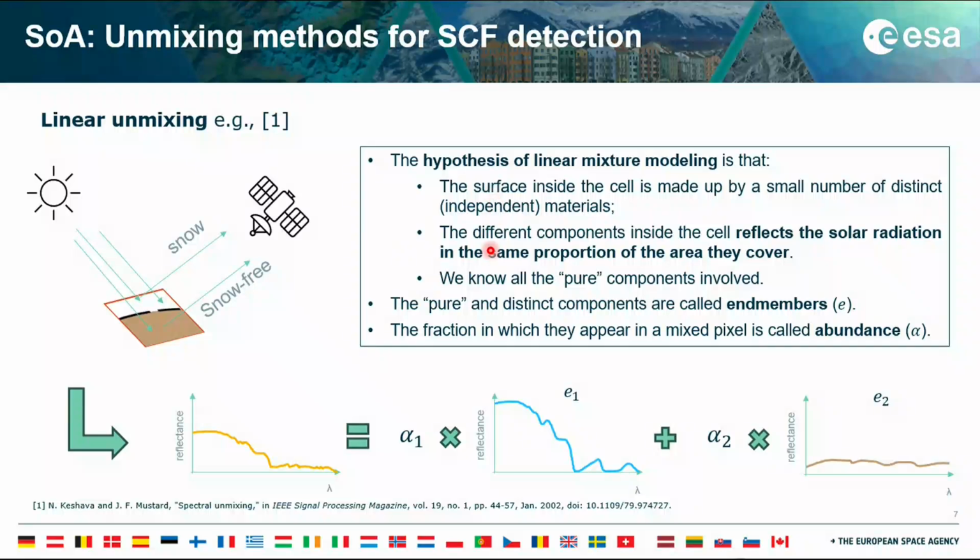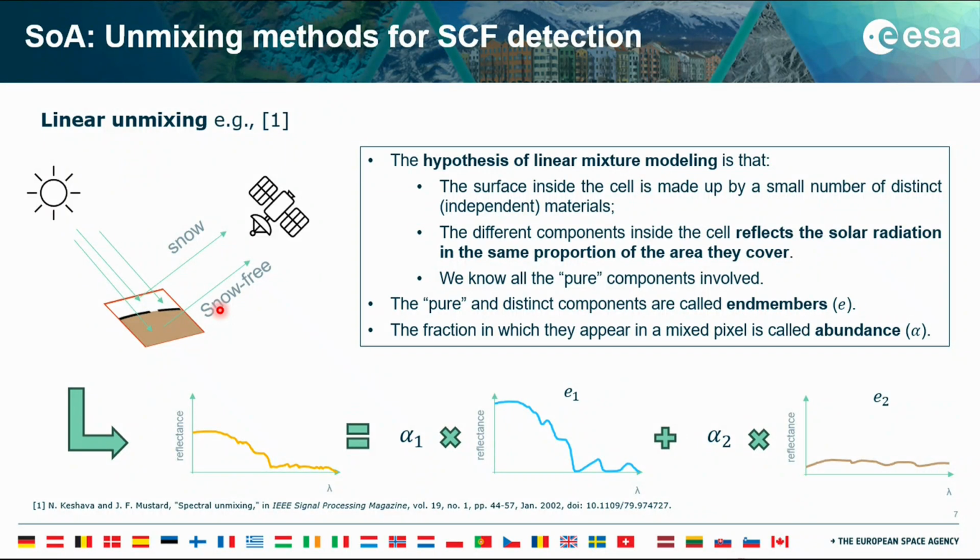And then the last important hypothesis is that we know, of course, all the pure components that are involved. So if in the snow-free part we have, for example, grass, rock, and whatever, we need to know everything about them. Otherwise, the linear unmixing is not working.